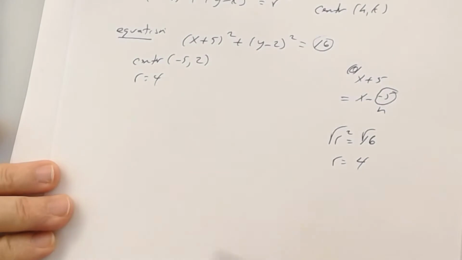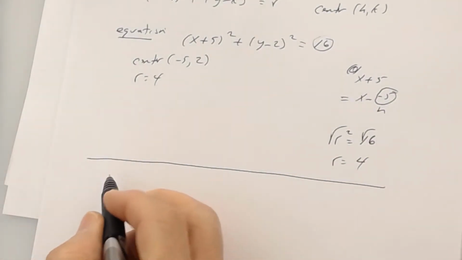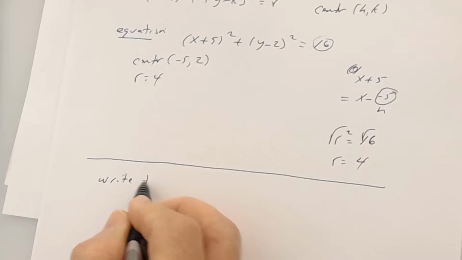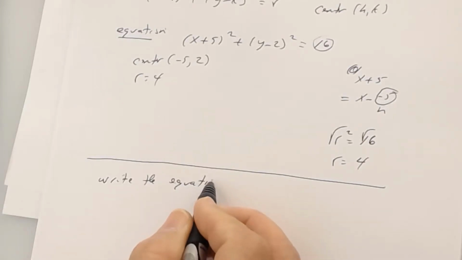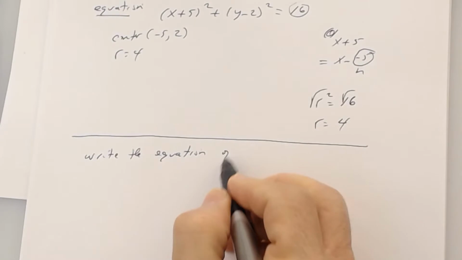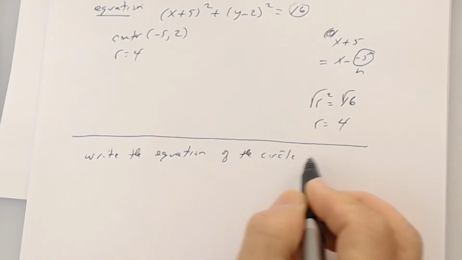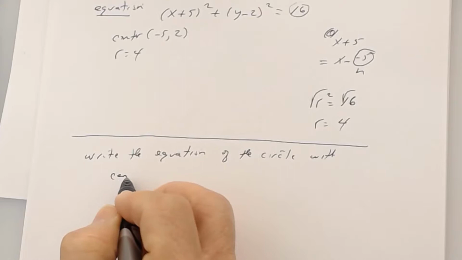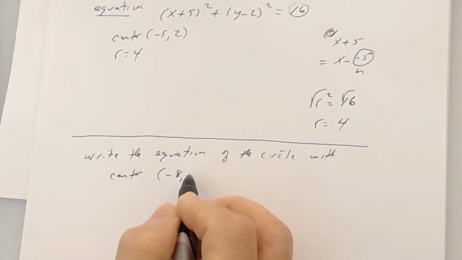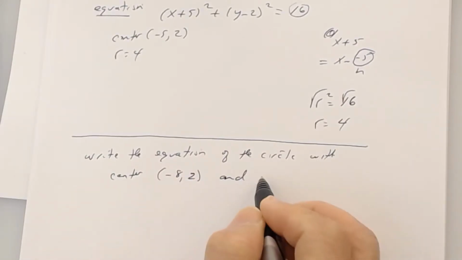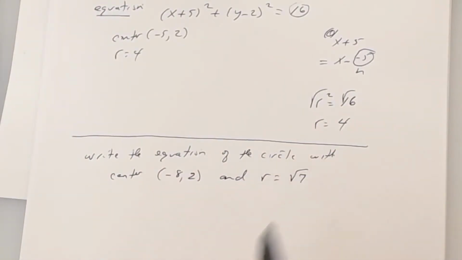All right, so then we talked about this. Write the equation of a circle with center -8, 2, and radius square root of 7.